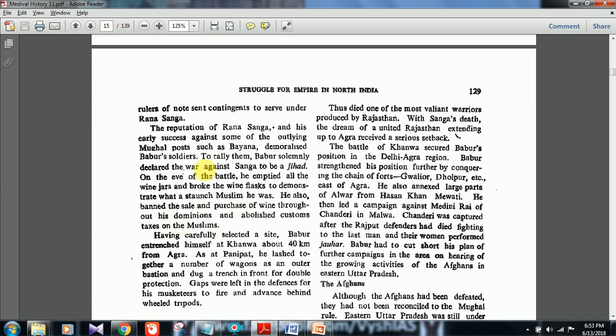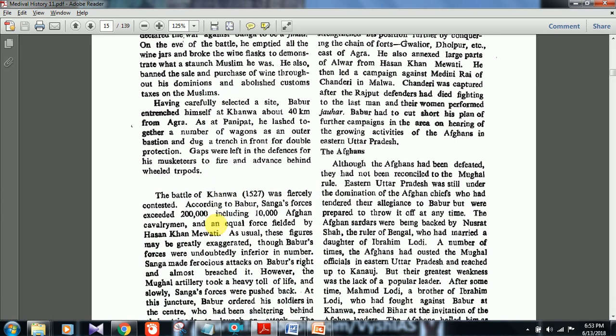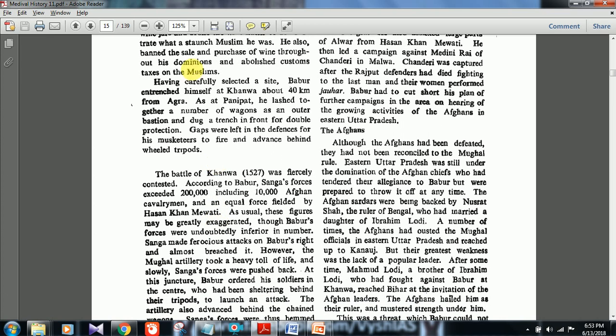Okay, so these are some statements. If UPSC wants to trouble you, they can take it up. Like he was a staunch Muslim, he was against wine and liquor, and then he abolished the customs tax on the Muslims. So it was kind of pro-Muslim, a true hardcore Muslim kind of thing. Okay, that is what is conveyed here about Babur. Babri Masjid issues are still going on, so these things become important. Anything related to Babur will be important.